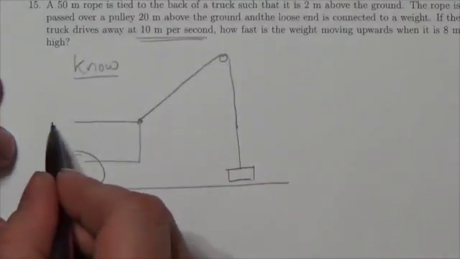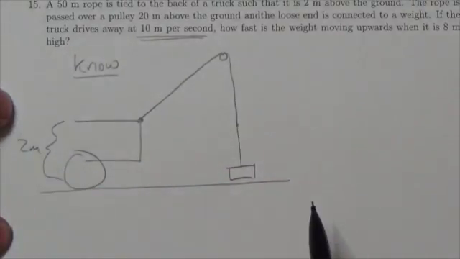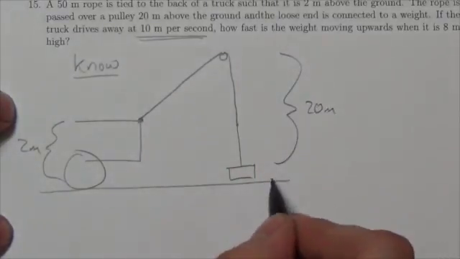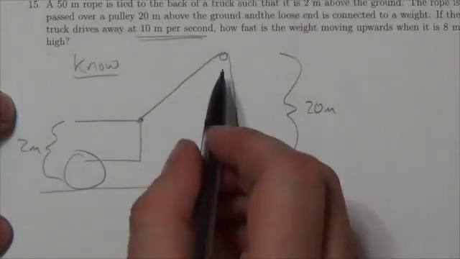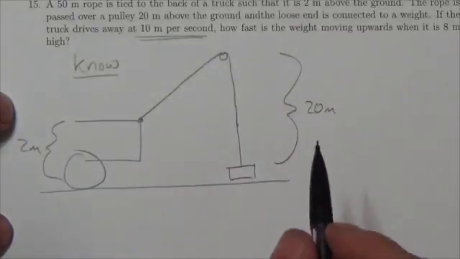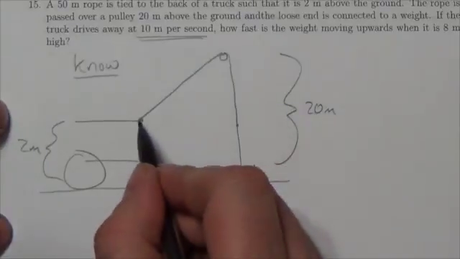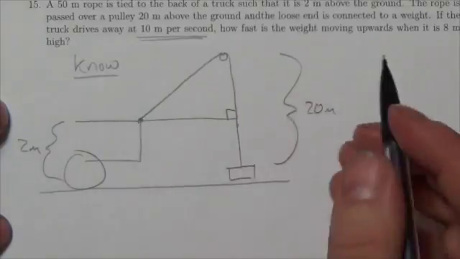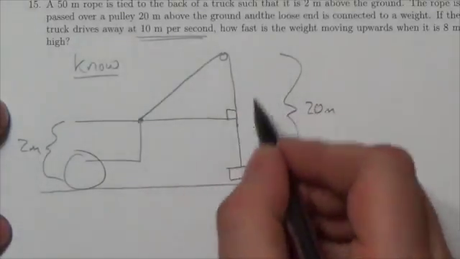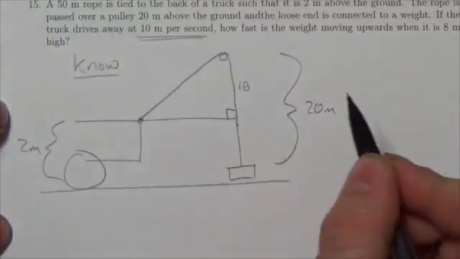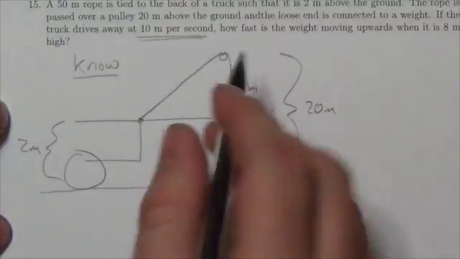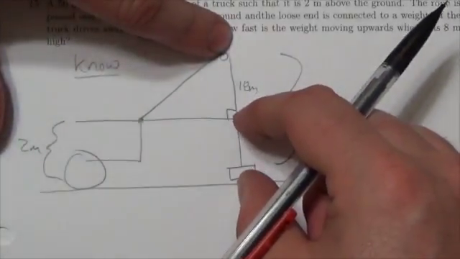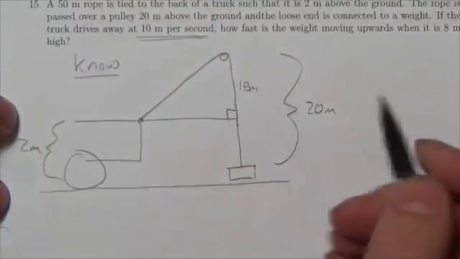We know that this distance right here is 2 meters. I know that this distance over here is 20 meters. Sorry, that's going right down to the ground, because that pulley is 20 meters up. Which means, and this is the important part, I'm going to draw the little triangle right here just to fill that in. So this distance right here is going to be 18 meters. Remember, the pulley's 20 meters off the ground, and this is 2 meters up, so that leaves 18 meters right here.